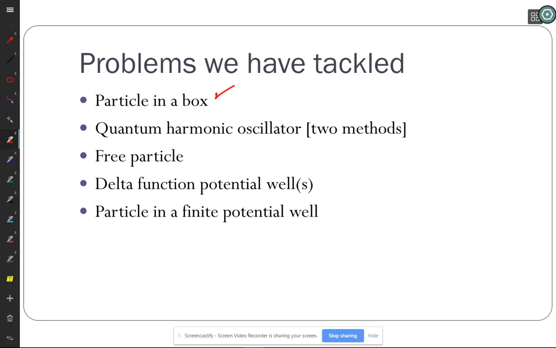Better than the other ones. Good, good. Then we did the quantum harmonic oscillator two different ways. We did it with the ladder operators, as you can see, the ladder operators are there on your equation sheet. And then we did the brute force method. You should know those two methods. Not that you're going to have to do it, but you should be able to describe them.